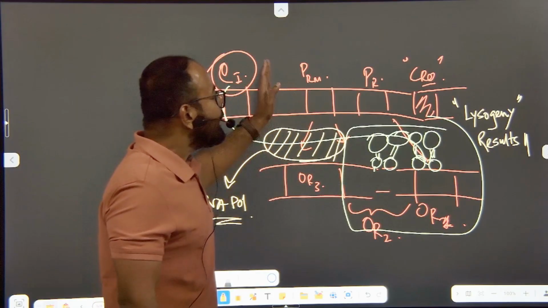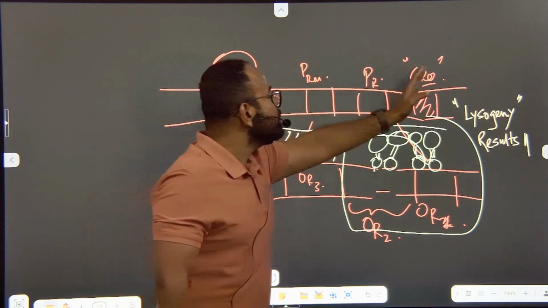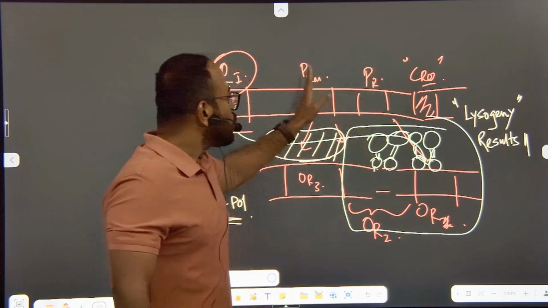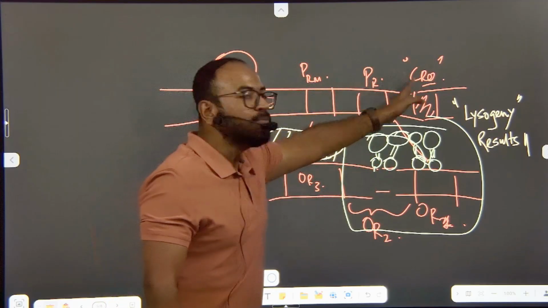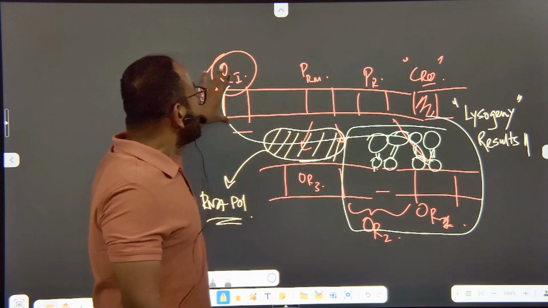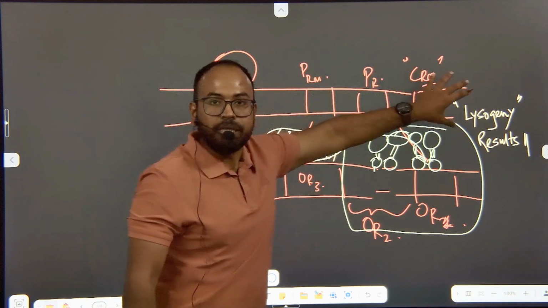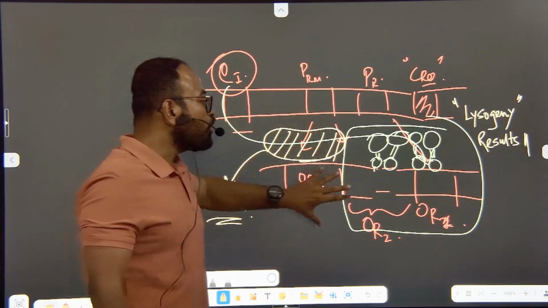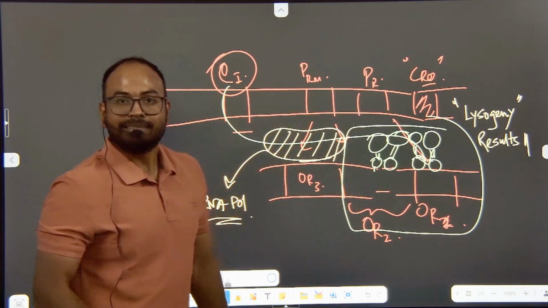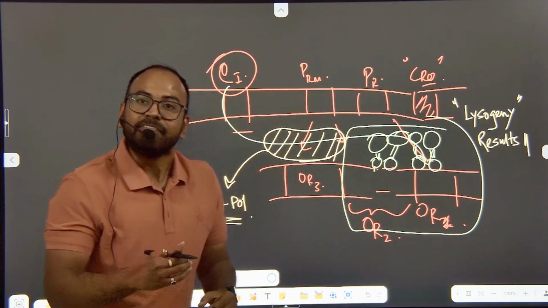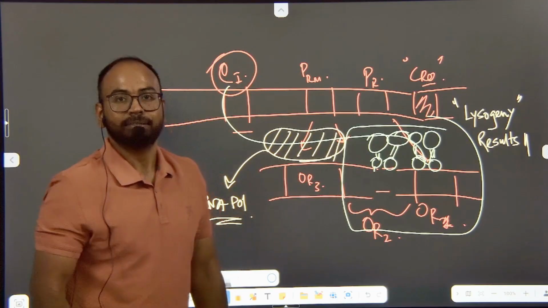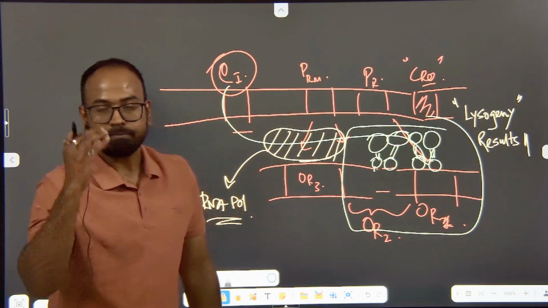But pro is located downstream of PR. So RNA-pol cannot reach that region by crossing this portion because it is blocked by C1. This is how lysogeny will result. As simple as that.